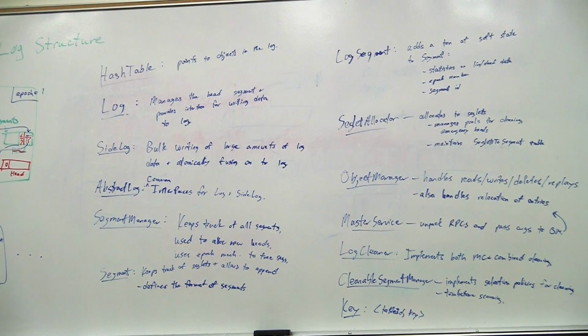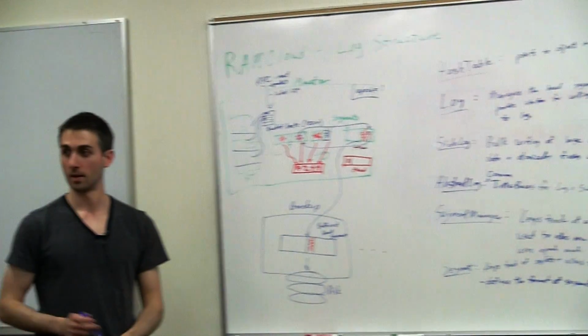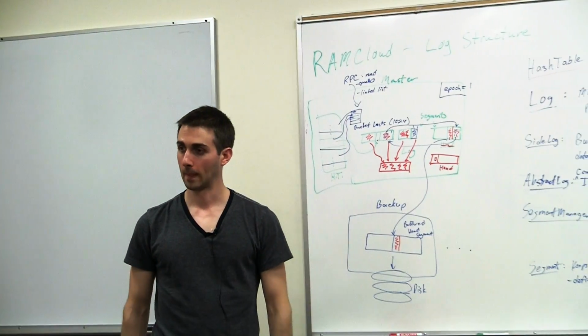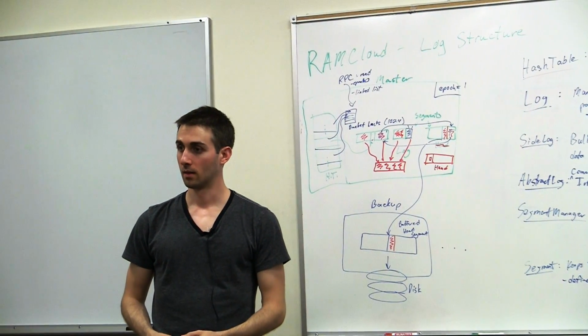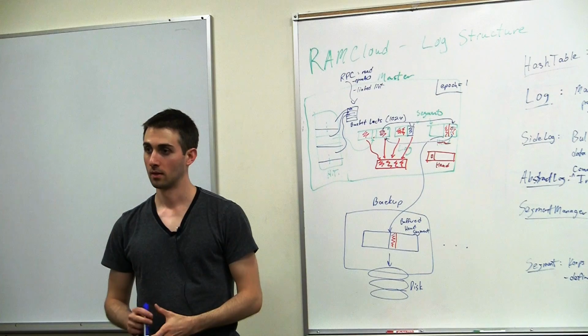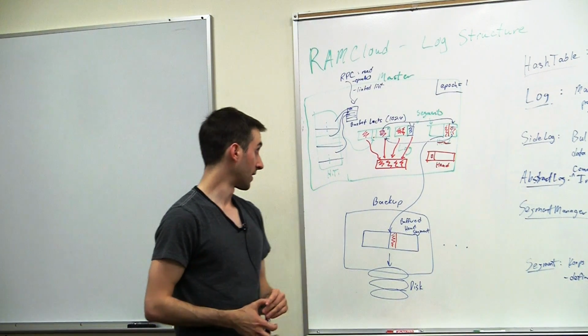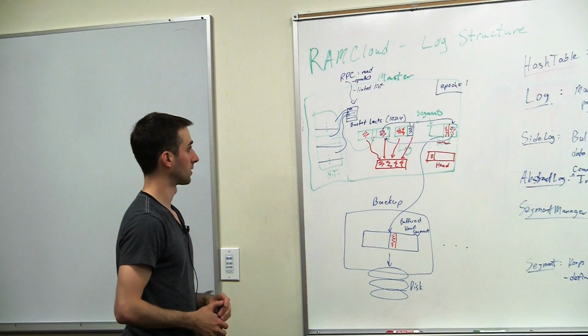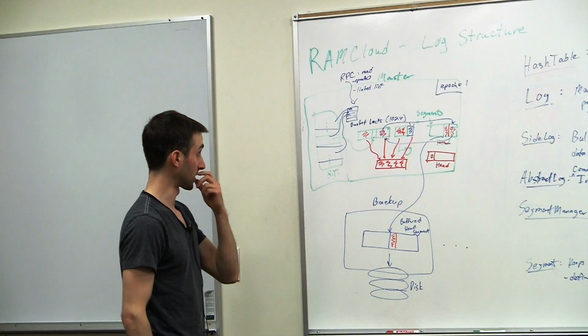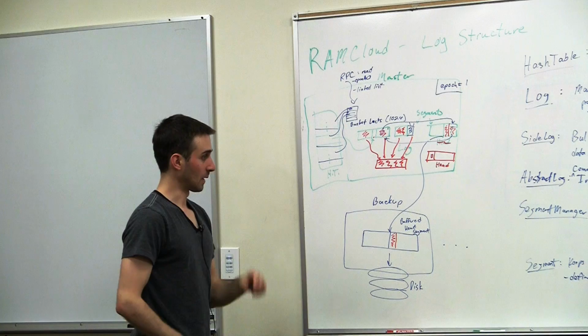Questions? Does the hash table... do you have a separate hash table for each master? Correct. And if so, how do you manage which object is actually on which master? The question was, do we have a hash table per master? Yes, we do. The second question was, how do we determine which objects go to which master?